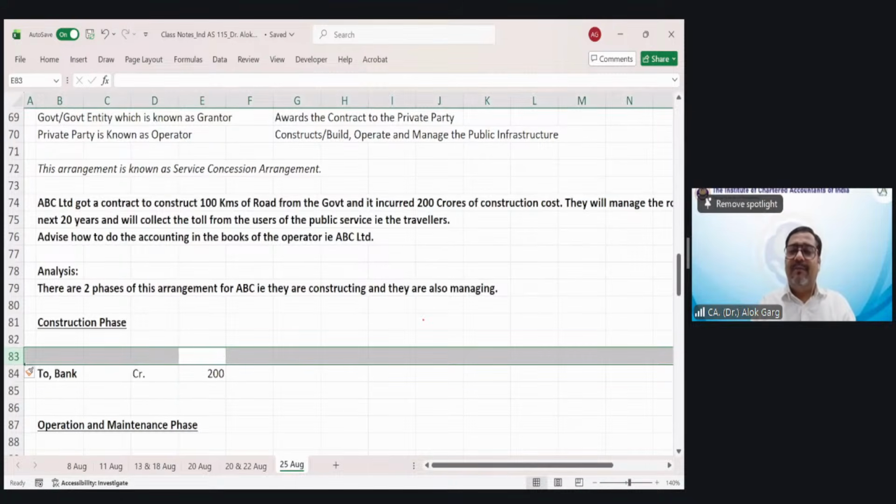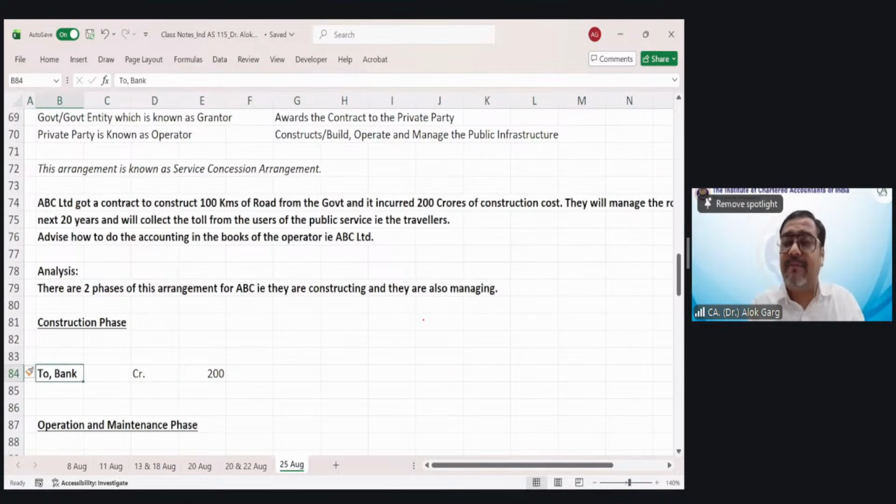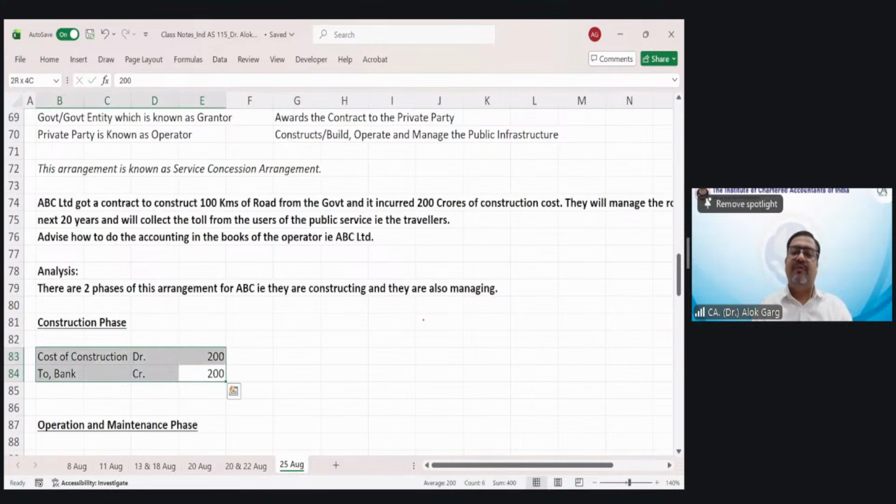I cannot debit property, plant and equipment. And of course, receivable from government. So just hold on the receivable from government. So I will debit cost of construction, 200 crores. And to bank will be credited 200 crores.